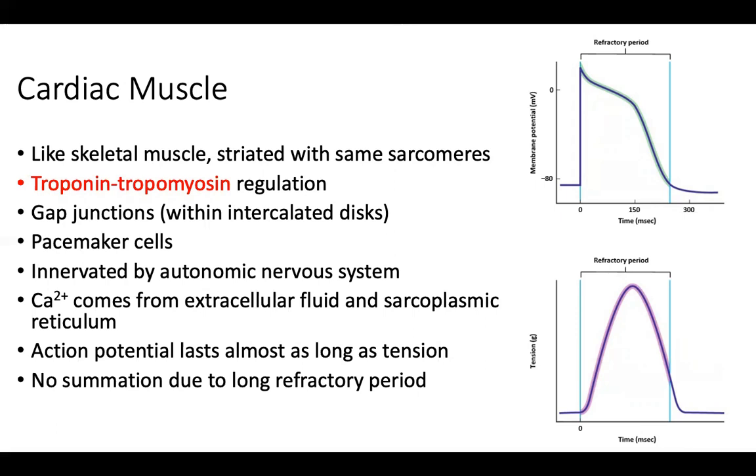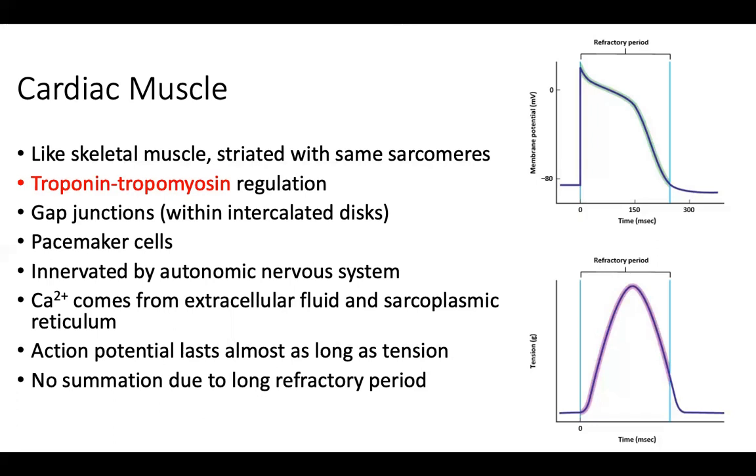It's got gap junctions, which are found within the intercalated discs. We'll talk about those structures next time we meet. It's got pacemaker potential, so cells that can spontaneously depolarize. And then it also has calcium coming from the external environment, so the extracellular fluid, along with the sarcoplasmic reticulum as well. So both sources of calcium, very similar to smooth muscle.